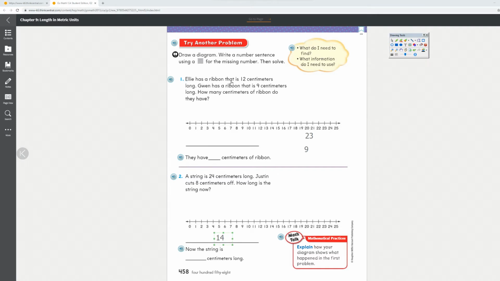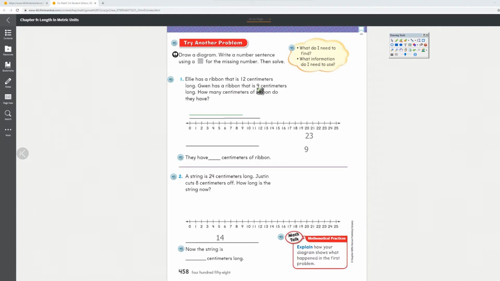Ellie has a ribbon that is 12 centimeters long. So we know now that Ellie has a ribbon, and we can draw here a ribbon starting from 0 that is 12 centimeters long. So this line is going to represent Ellie's ribbon. I started at 0 and counted all the way to 12. Now we have Gwen, who has a ribbon that is 9 centimeters long. So let's draw another line from 0 to 9. This green line represents Gwen's 9 centimeter ribbon.